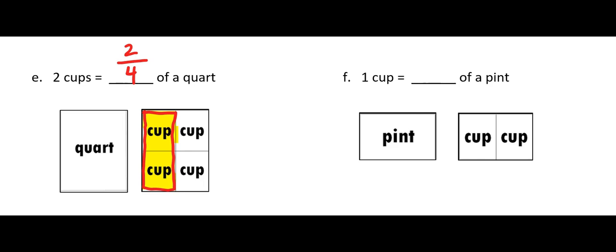The last question is asking how 1 cup relates to a pint. So you can see that 2 cups is the same thing as 1 pint. So we'll start by shading in 1 cup. There's 1 cup shaded in out of the 2 that make the pint. So 1 cup can be considered 1/2 of a pint. So we can use those measurement conversion ideas to show the relationship between the different units using fractions.